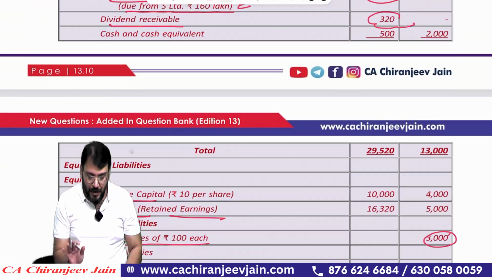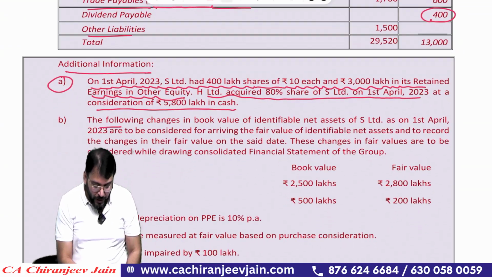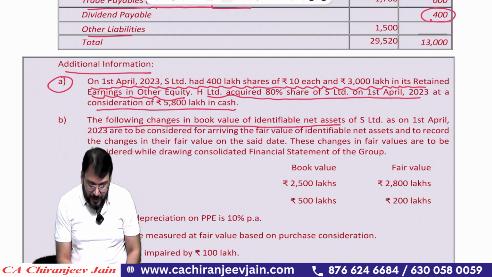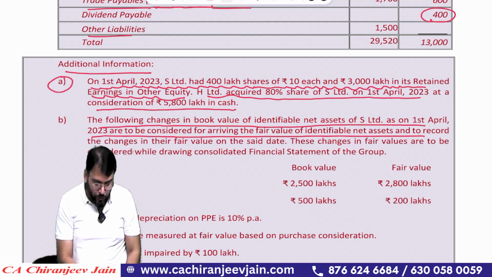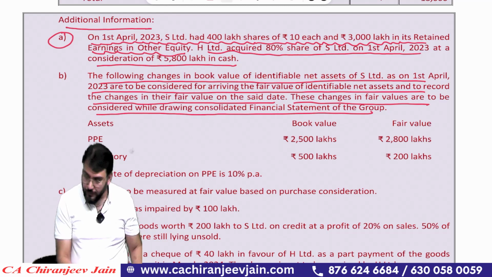Means there is no other investment given in the question. 80% already given. The following changes in the book value of identifiable net assets of S Limited as on 1st April 2023 are to be considered for arriving at the fair value of INET and to record the changes in their fair value as on that date. The fair value adjustment information has been given. These changes in fair value are to be considered while drawing the consolidated financial statement of the group.